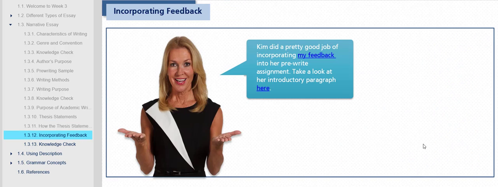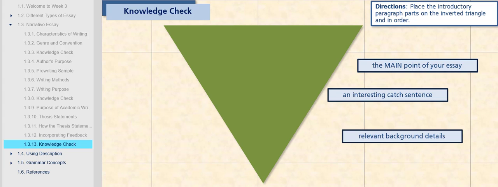Kim did a pretty good job of incorporating my feedback into her assignment. This is your introduction paragraph. Here you start out with a hook, a very general hook. Have you ever parachuted out of a plane? Have you ever owned a dog? That's the most general. And then as you write your introduction, you become more and more specific.